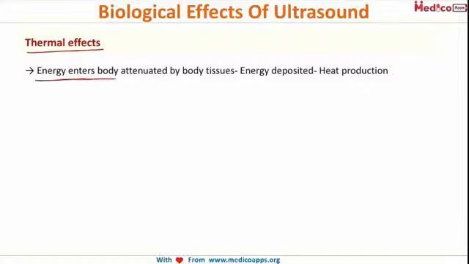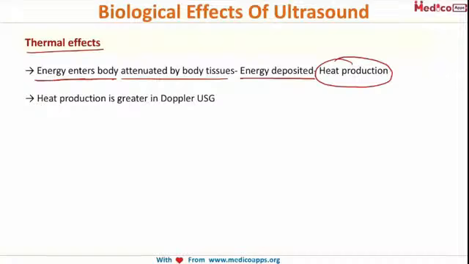So energy enters the body, is attenuated by body tissue, energy gets deposited and heat is produced. The majority of this is turned into heat. As such, it is possible for ultrasound to raise tissue temperature by up to 1.5 degrees Celsius. Heat production is greater in Doppler USG. Now this could be measured with the thermal index.